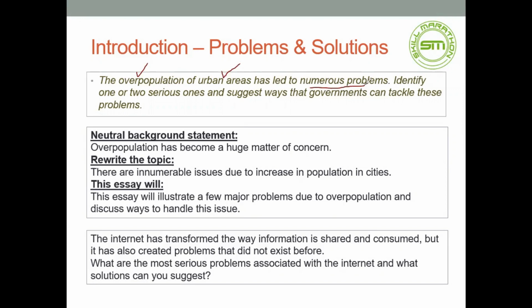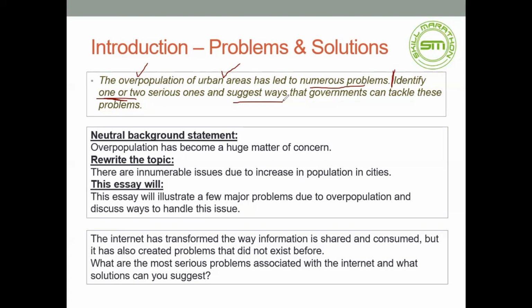Now, what do you have to do in this essay? You have to identify 1 or 2 serious problems caused because of overpopulation in urban areas. That's what you should do. And what else do you do? Suggest ways that governments can tackle these problems, which means give solutions. Talk about 1 or 2 serious issues because of overpopulation and give some solution. This is what you have to do.